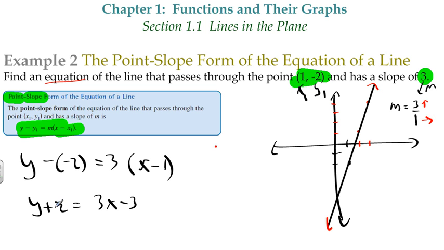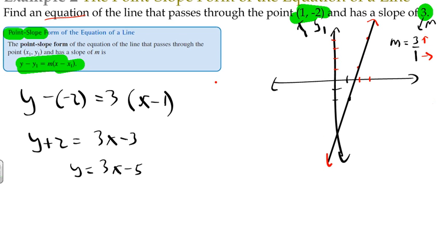I just made that a plus sign right there. I use the distributive property. And lastly, I subtract 2 from both sides. So we get y equals 3x minus 5.